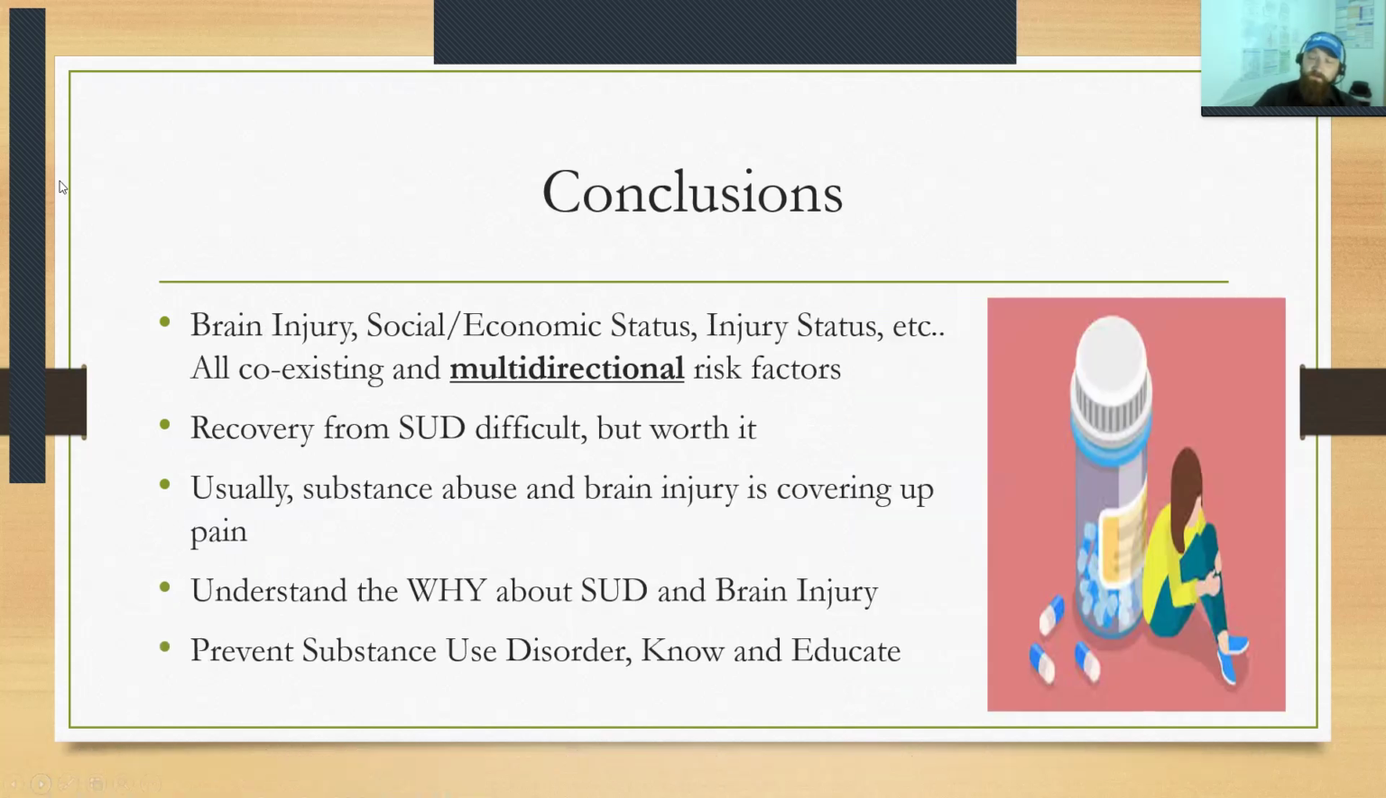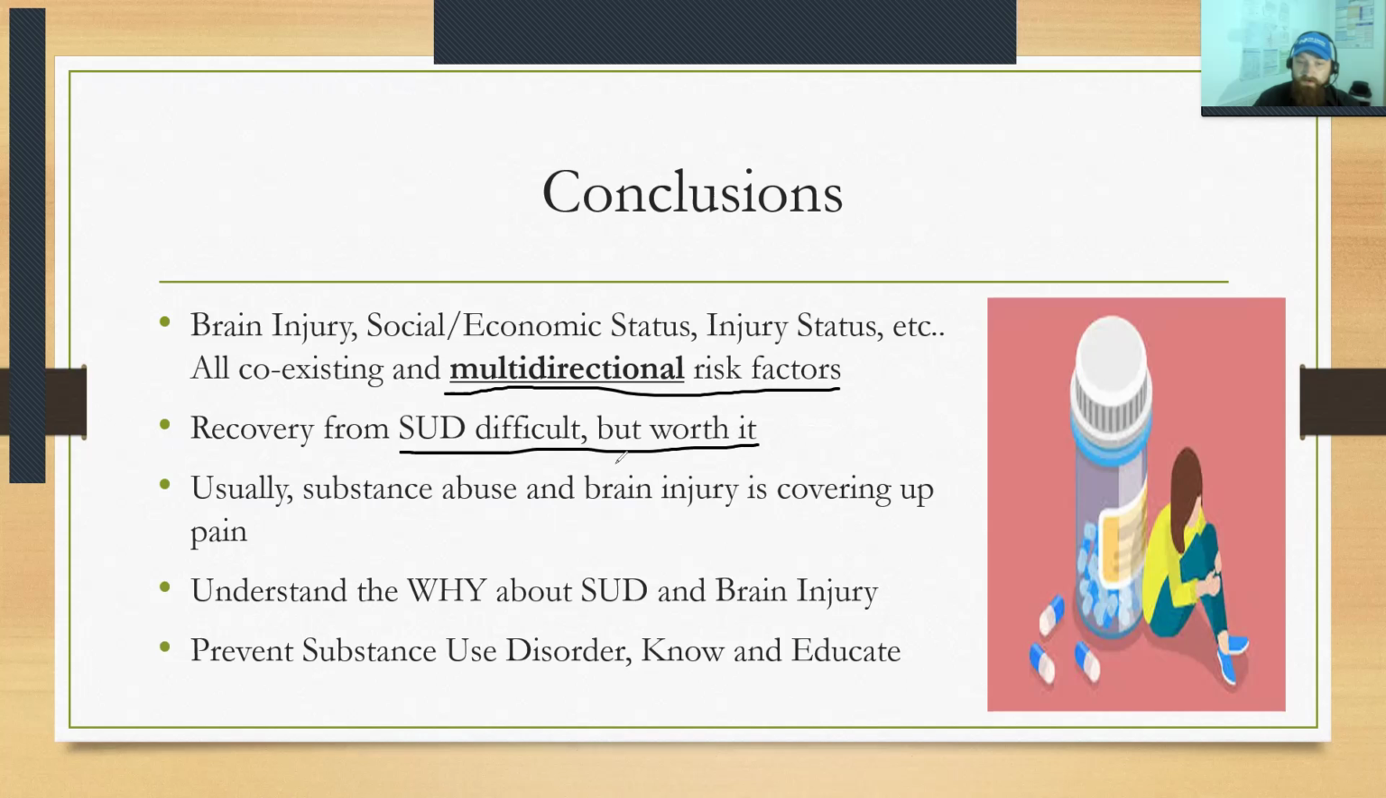What does this lead me to conclude as a brain injury case manager? Well, brain injury, socioeconomic status, maybe your injury status, they all coexist as multi-directional risk factors when we are doing a new intake. These are things we should be talking about politely, but maybe we should discuss these things. Maybe we should get to know them. Maybe we should try to understand why something is going on, because this can all be multi-directional and multifaceted. It's not just enough to know, we also need to understand.